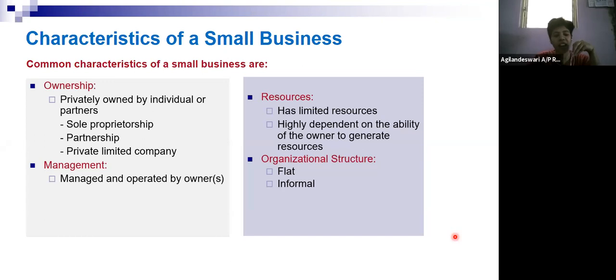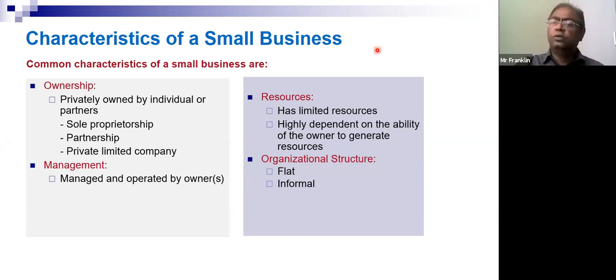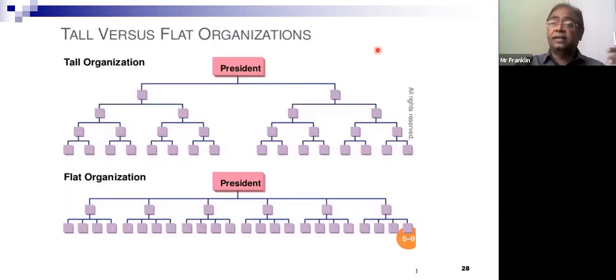No hierarchy, I guess. Yes, there's no hierarchy. A flat structure is like this, where the employees all report to the president. This is called a flat structure. A tall organization is something we call hierarchical. We've got levels, so many levels up.